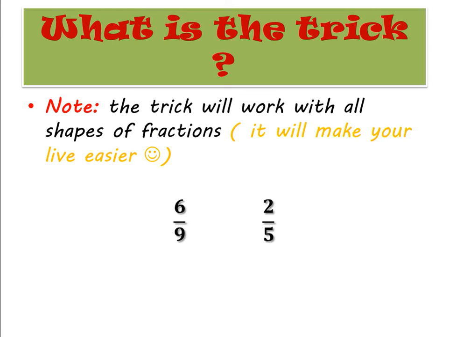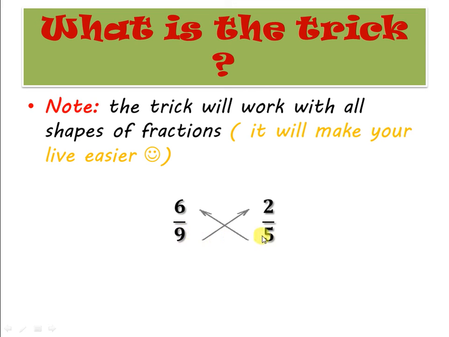For example, if I have 6/9 and 2/5, and I need to compare the 2 fractions here, do we have the same numerator? No. And also we don't have the same denominator, so nothing in common between the two fractions. So now we can implement the X trick. We can crisscross both fractions.